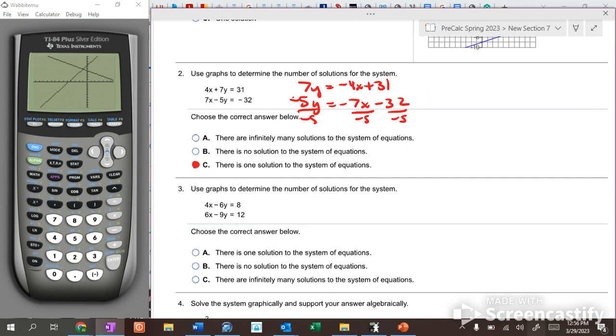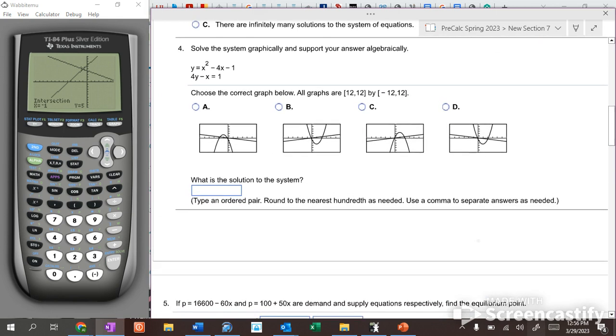Now, where is that solution going to be? Well, to find it, we go second trace, and we find where they intersect. Enter, enter, enter. And they intersect at negative 1, 5. Okay, so I can skip over that.